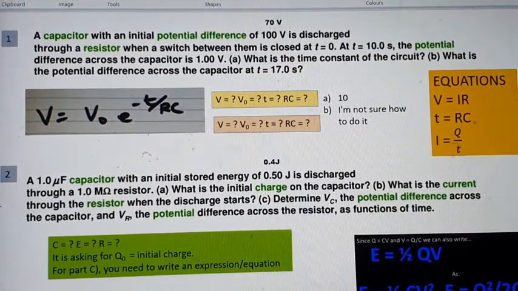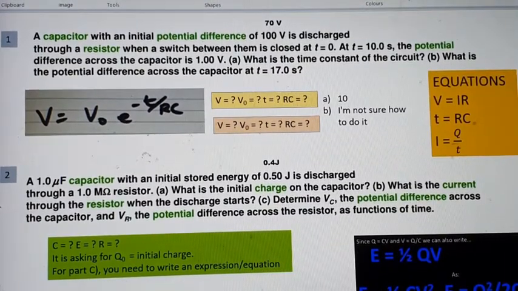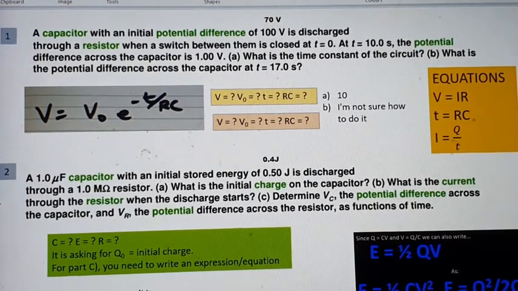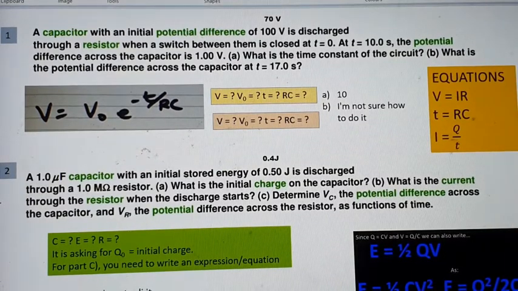Okay, so the question is: a capacitor with an initial potential voltage of 100 volts. Now I'm going to do 70 volts instead of 100. It is discharged through a resistor when a switch between them is closed at t equals 0. At t equals 10 seconds, the potential difference across the capacitor is 1 volt. What is the time constant of the circuit?